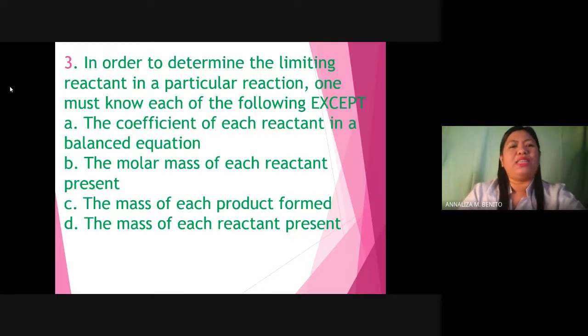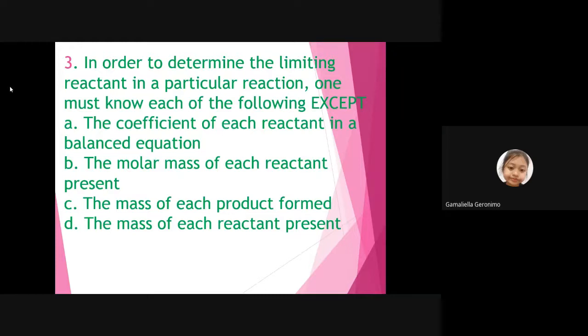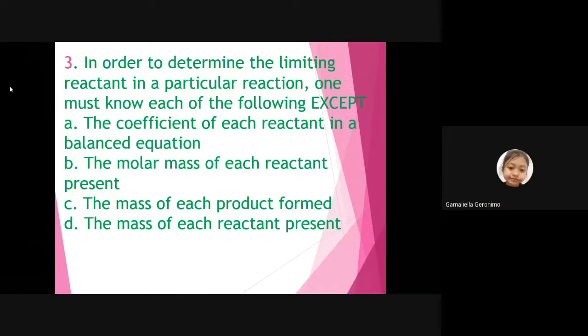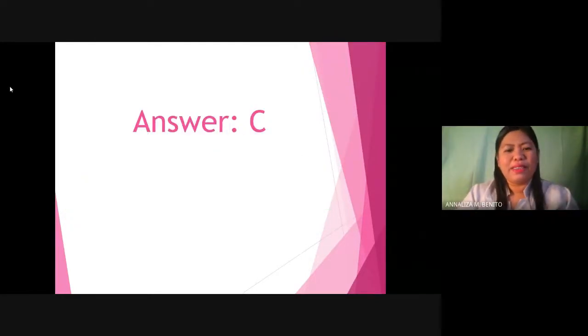All right, the last question. Will you read, Gamaliela? In order to determine the limiting reactant in a particular reaction, one must know each of the following except: A. The coefficient of each reactant in a balanced equation. B. The molar mass of each reactant. C. The mass of each product formed. D. The mass of each reactant. What do you think is the correct answer? Any volunteer? Letter C, the mass of each product. All right. So the correct answer is letter C. In order to determine the limiting reactant in a particular reaction, one must know the mass of each reactant, not the mass of each product formed.